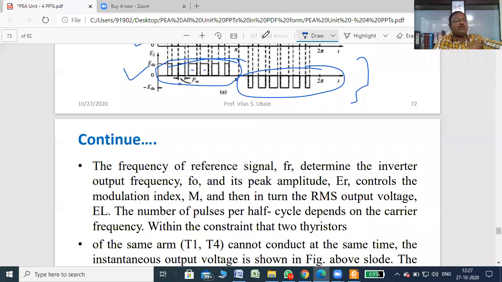Okay. In the next lecture, maybe in Friday's lecture, we'll start unit number 5. That is the DC to DC converter. That is the chopper circuit.